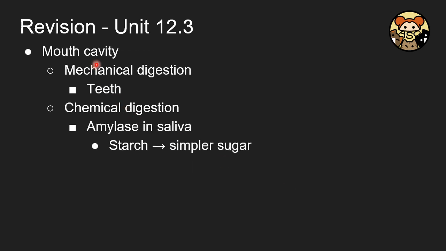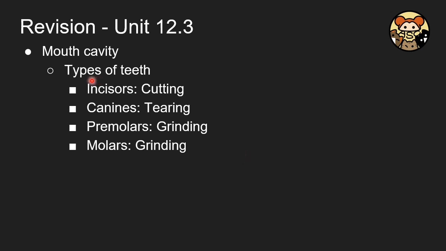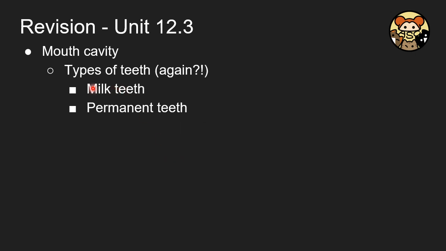So the first station will be the mouth cavity. The mechanical digestion will be by teeth, and the chemical digestion will be done by the amylase in the saliva, breaking down the starch into simpler sugar. There will be four types of teeth: incisors, canines, premolars, and molars, and their functions will be stated here. Incisors are used for cutting, canines for tearing, and premolars and molars for grinding. And again, there are also two types of teeth based on our age. We call them milk teeth and permanent teeth.